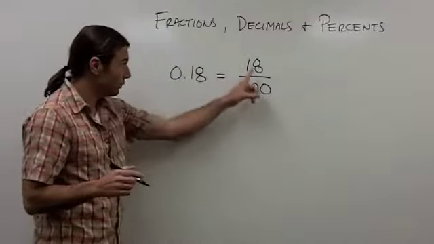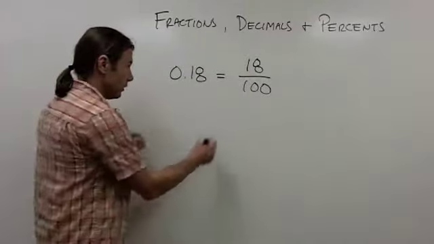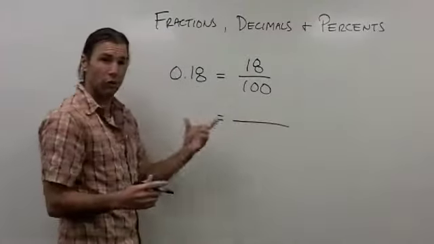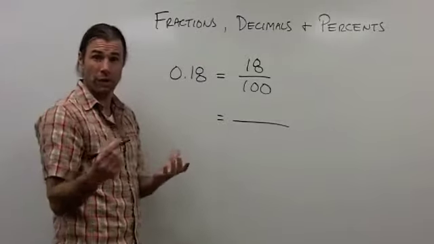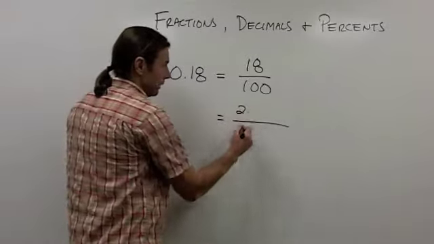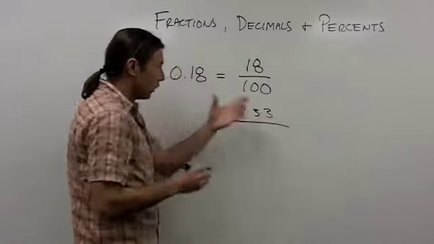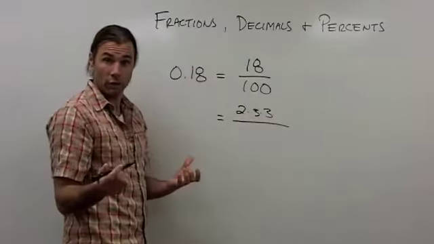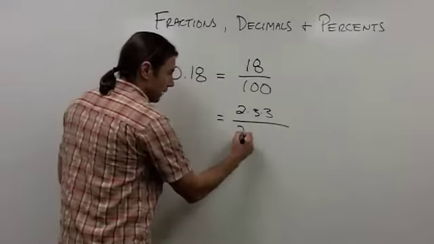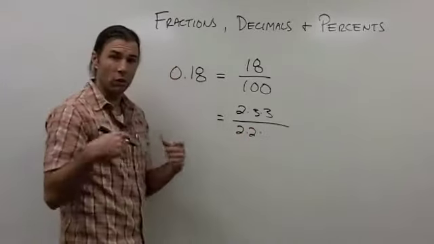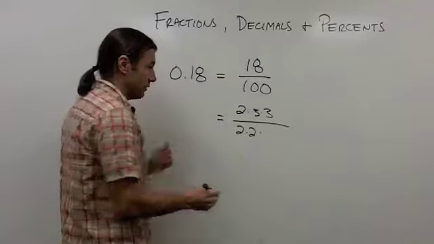Now all I have to do is simplify this fraction 18 hundredths. To do that, I would factor the numerator. With 18, I'm thinking 2 times 9. 2 is prime. However, 9 is not, so I would factor that into 3 times 3. 100, I'm thinking 4 times 25. 4, when I factor that, is 2 times 2. And 25, when I factor that, is 5 times 5.